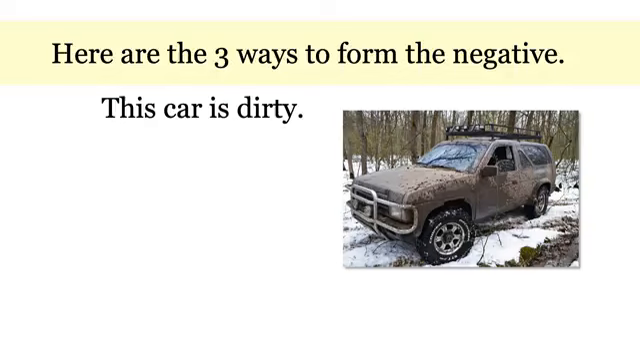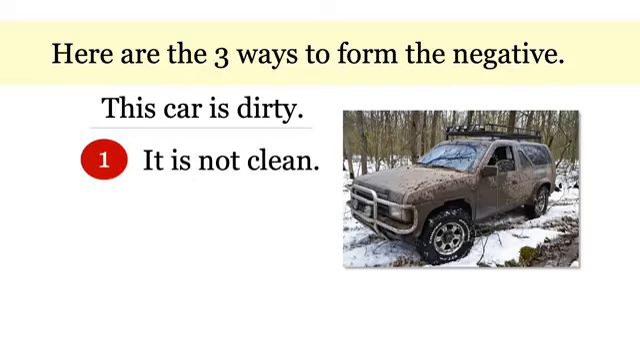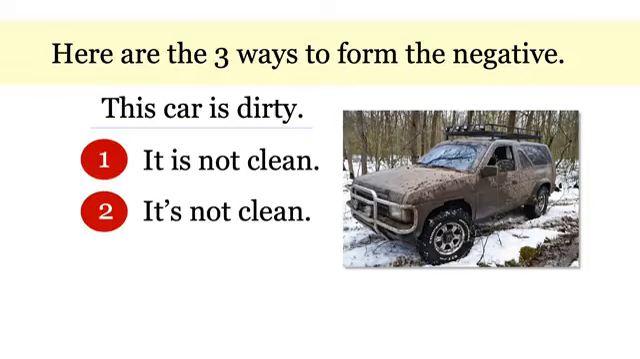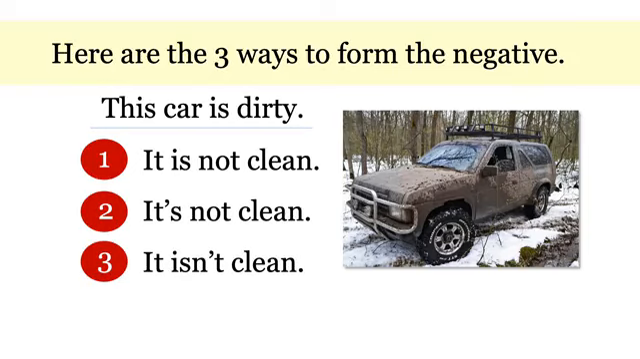Here are the 3 ways to form the negative of be again. This car is dirty. First way, just add the word not. It is not clean. Second way, make a contraction with it and is. So we say, it's not clean. And the third way is to make a contraction with is and not. So we say, it isn't clean. Notice, we still have is and not in every sentence.